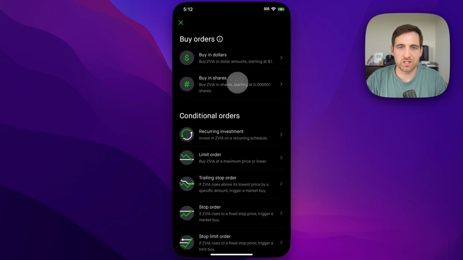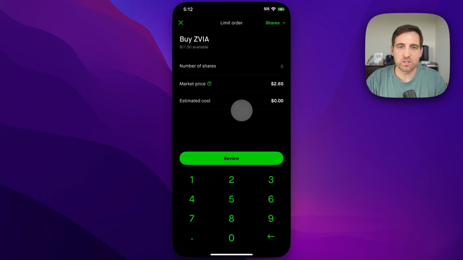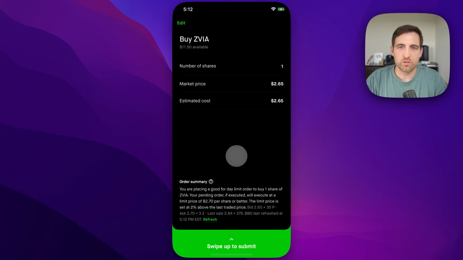But if I go trade in shares, I can actually do that right now. So I could buy one share and review that order. And since I'm trading in a whole share, I can actually just purchase this after hours.